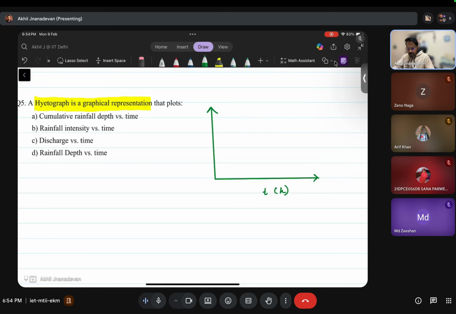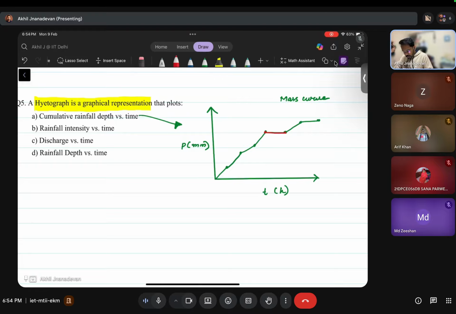So that will be something rising, right? It will always be increasing because each time we are adding values. So it will be going in this way, it can be horizontal, and then it will go in this way. So this is cumulative rainfall depth, P in mm. This is called a mass curve. So the first option is nothing but a mass curve, that is cumulative rainfall depth with time.